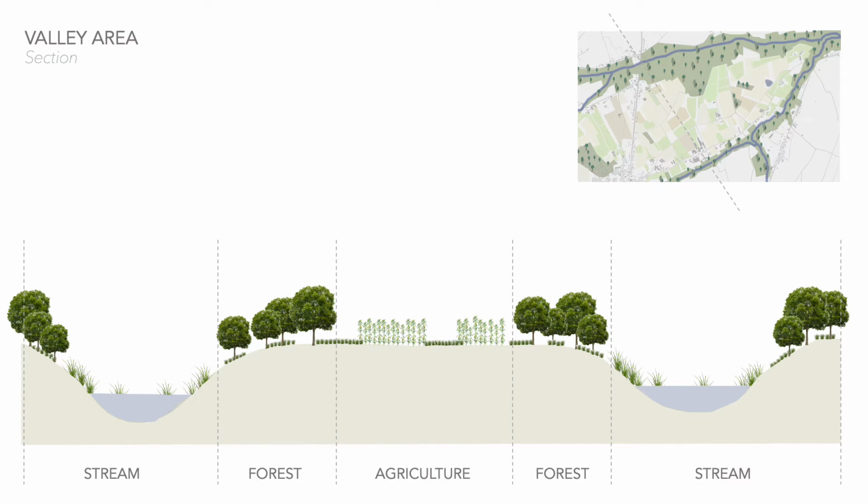This is a picture of the section through the valley. It is clear that in the middle, higher areas, agriculture is mainly done in the form of maize, and the streams are surrounded by marshy ground and forests.